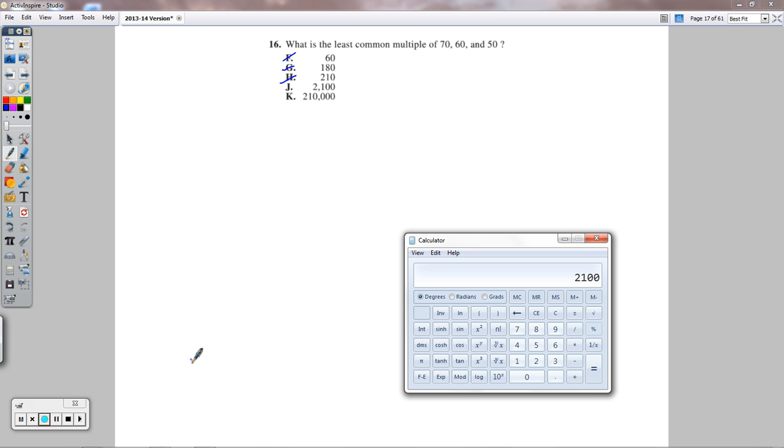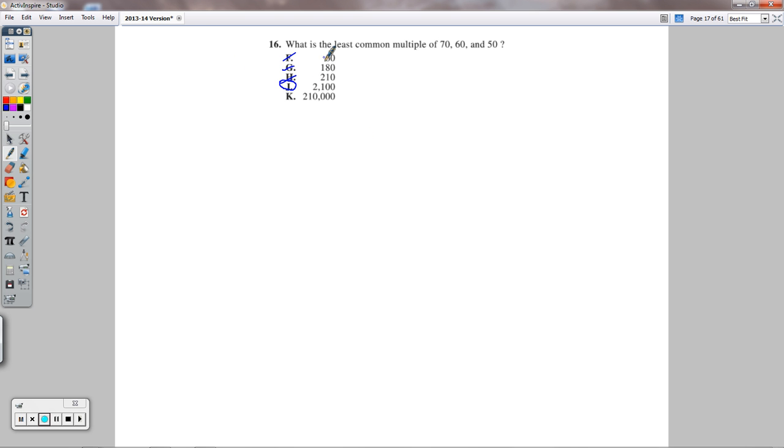So 2100, is it a multiple of 70? If I divide by 70, yeah, it equals 30. 2100, is that a multiple of 60? Yes, it's a whole value. It's an integer value right there, 35. And then finally, 2100, is that a multiple of 50? Yes, it is, 42.